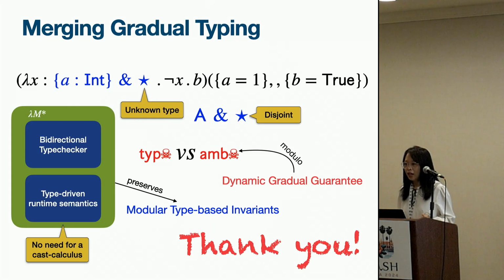So in summary, our work, lambda m star, which integrates gradual typing and the merge operator, is a direct gradual language without resorting to a cast calculus. And we support advanced OOP features such as first-class classes and dynamic inheritance. And we distinguish two kinds of error, which are type error and ambiguity error. Moreover, our lambda m star satisfies type safety and the dynamic gradual guarantee modulo ambiguity error. That's all for my presentation. Thank you for your listening.